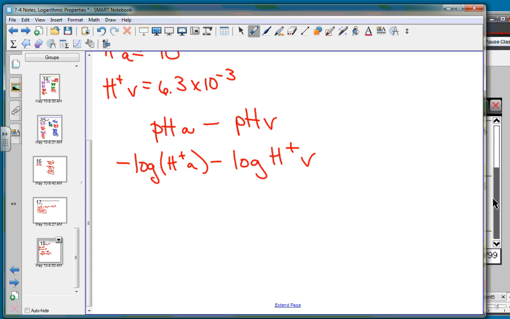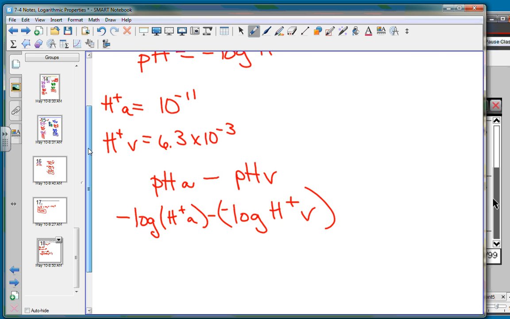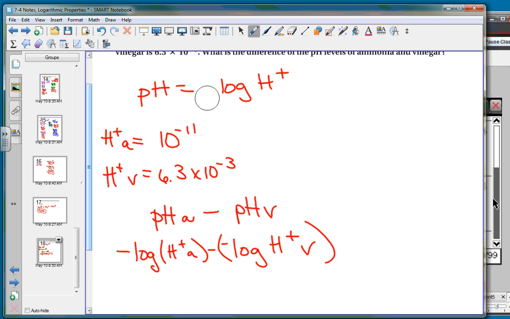Actually, I just dropped my negative. Why did I lose that negative there? Because what's the formula for pH? It is negative right there. Do we see that? So we're subtracting because it's the difference between the two.